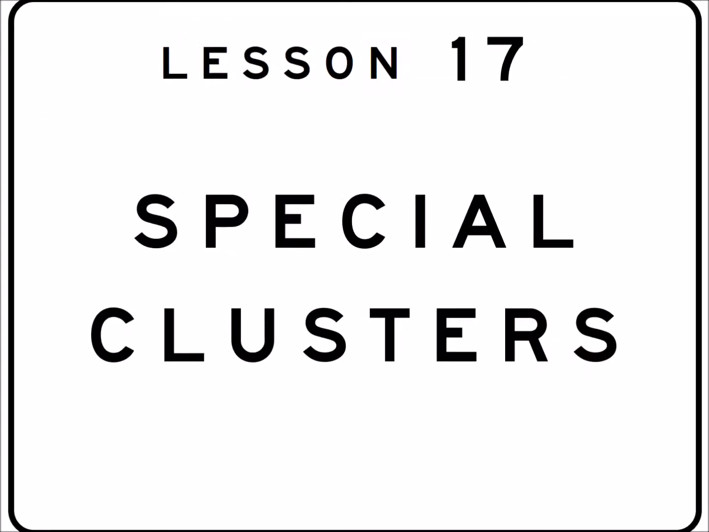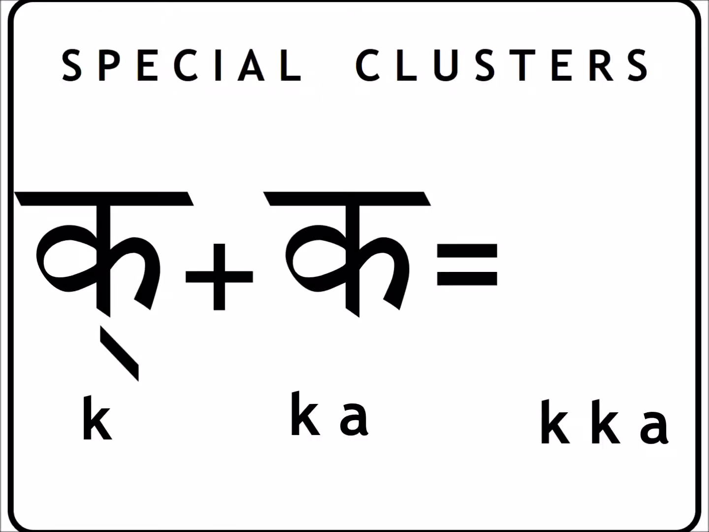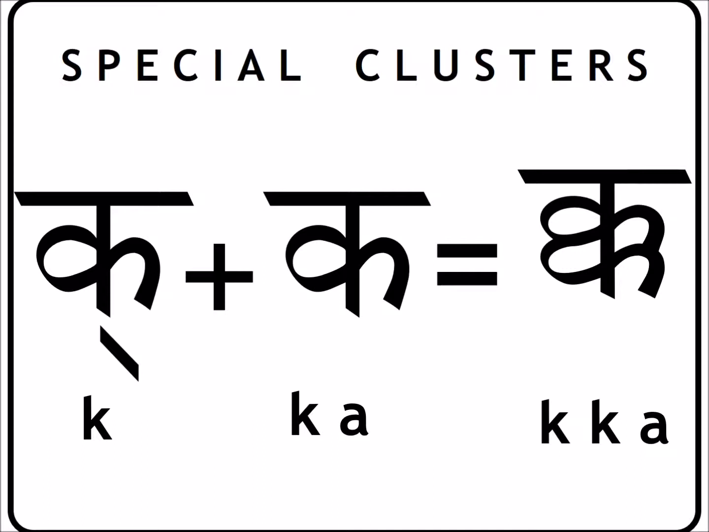Now we're going to talk about special clusters. These special clusters do resemble their letter, or they may take a slightly different shape when forming the half letter. So when you're having two kas together, ka and ka, you stack them upon each other to get this shape. Ka. Two kas together.